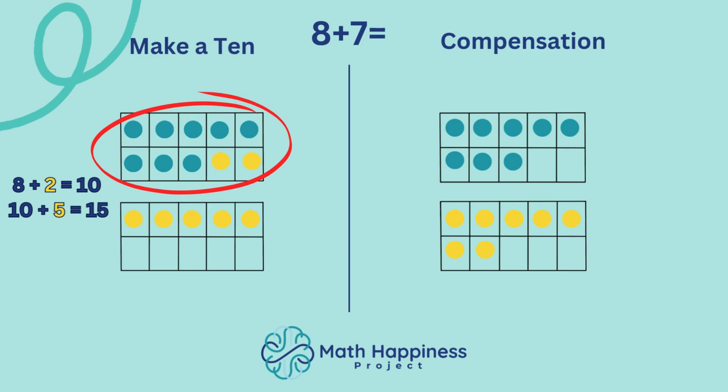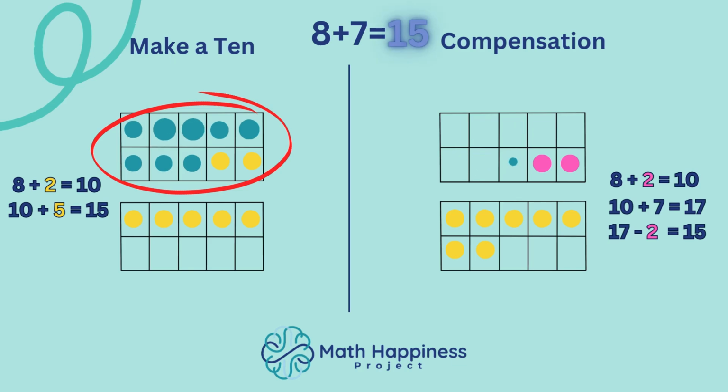Okay, but today I want to use compensation. I'm going to turn the 8 into a 10 by adding the extra 2. I'm not changing the 7 at all. Now I have 10 plus 7, which equals 17. Since I added 2 extra to make my 10, now I need to take those 2 away from the 17. 17 minus 2 equals 15. So 15 is my final answer.